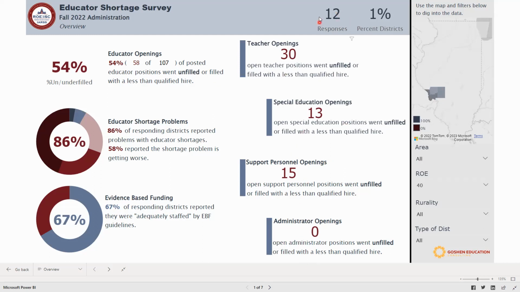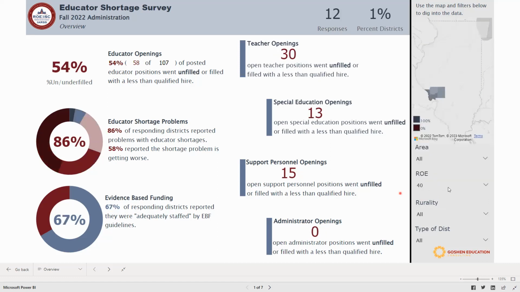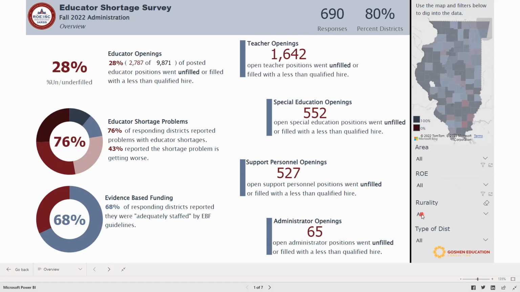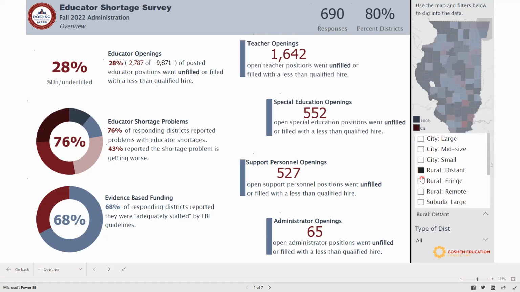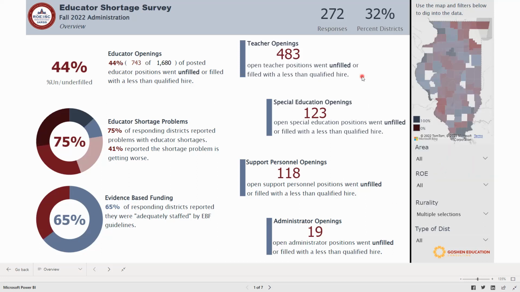We've got 12 responses from that regional office of education, which represents 1% of all districts in the state of Illinois. I could clear the filter by deselecting. Another way to clear the filter is with the little eraser right here. You can also multi-select. So if I was interested in all rural districts, I could hold down the control button and multi-select. And that's going to show me responses for all the rural districts.